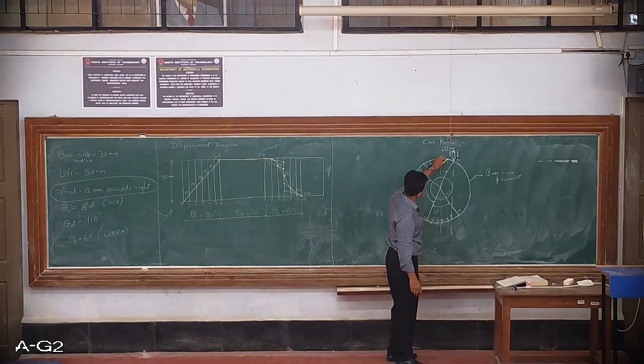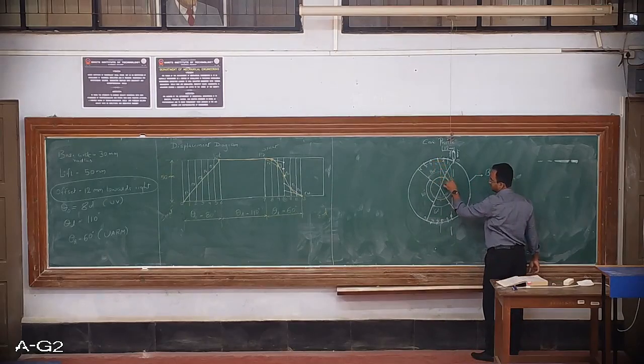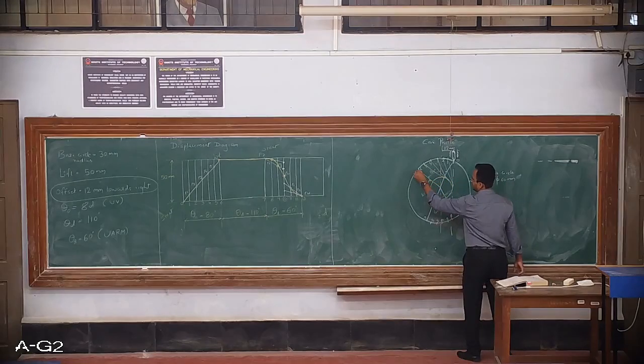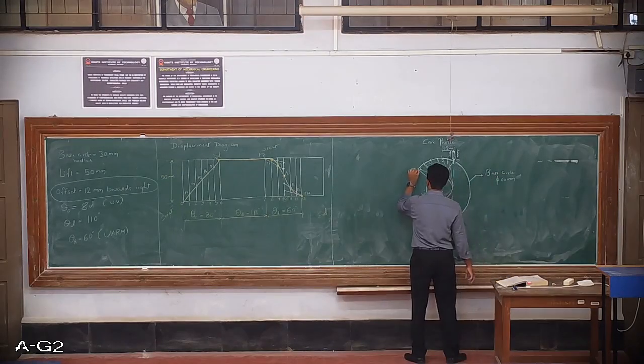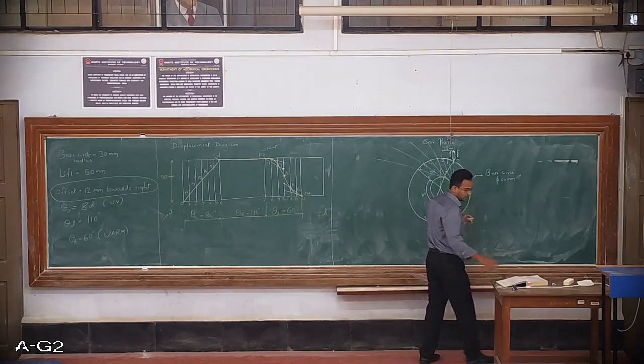From 1, I'll draw a line which is tangent to the circle. From 2, I'll draw a line which is tangent to the circle. From 3, a tangent to the circle. From 4, once again tangent to the circle. From 5 and from 6. So all these lines you can extend it outside. Okay, so let me rub this.